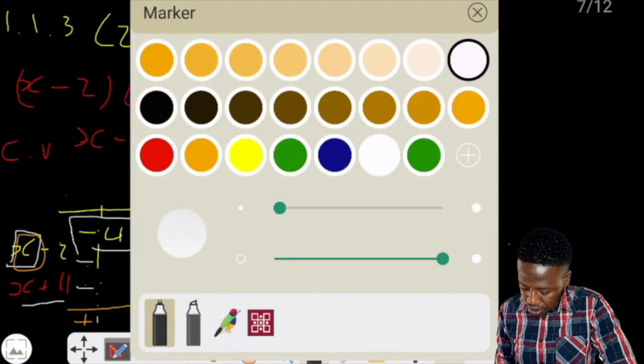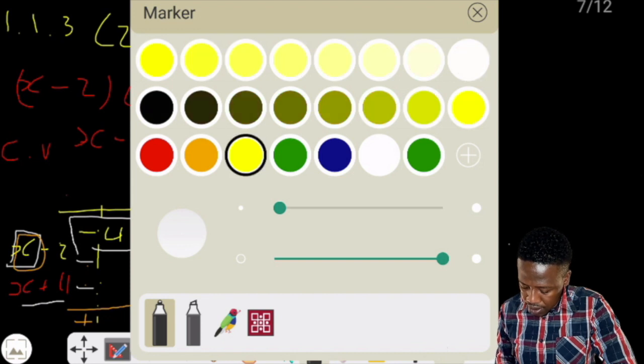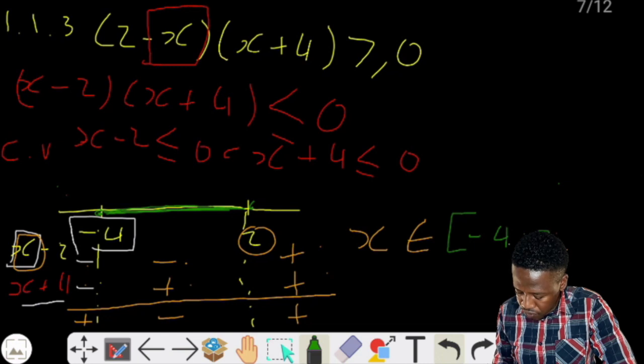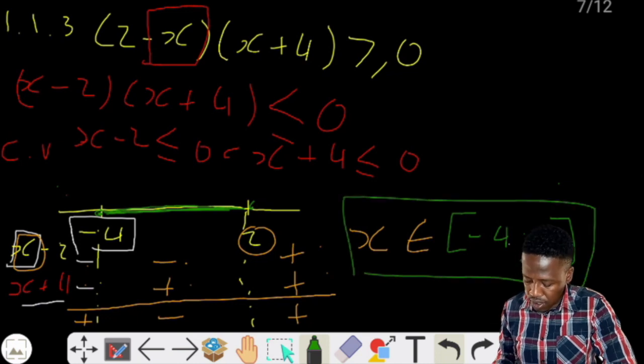Let me change my marker. You'll get less than 0 or equals to 0 in here. You get less than 0 or equals to 0 between negative 4 and positive 2. Between negative 4 and positive 2, right? Meaning x is an element of closed bracket negative 4 and positive 2 closed bracket, because that's your restrictions, right?